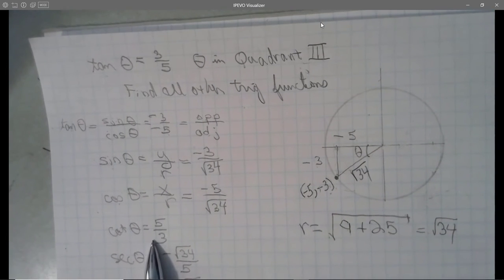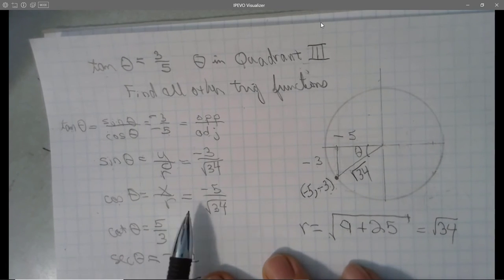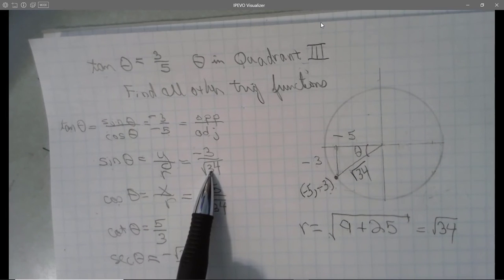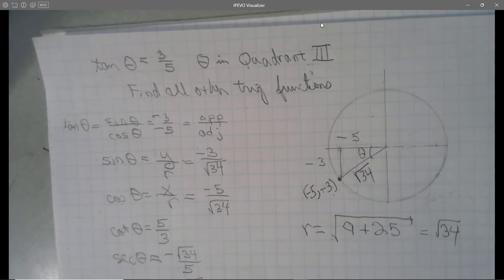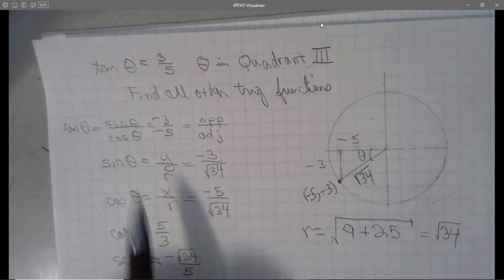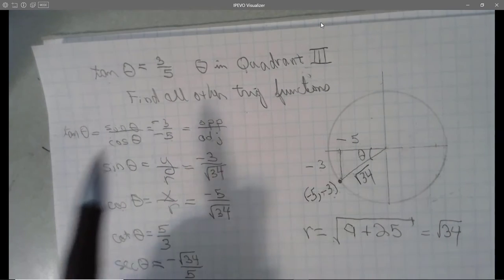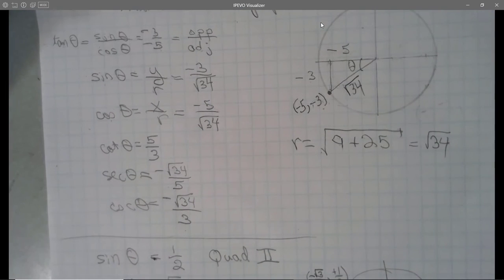The cotangent we can get is simply the reciprocal of the tangent. So instead of 3/5, we now have 5/3. Secant is the reciprocal of the cosine, minus root 34 over 5. And the cosecant is the reciprocal of the sine, which is minus root 34 over 3. So there are the values, the exact values of all the trig functions from the tangent and which quadrant we are in. Now, in principle, you can do this for any of the functions. So we'll do another one here in just a bit with the sine.